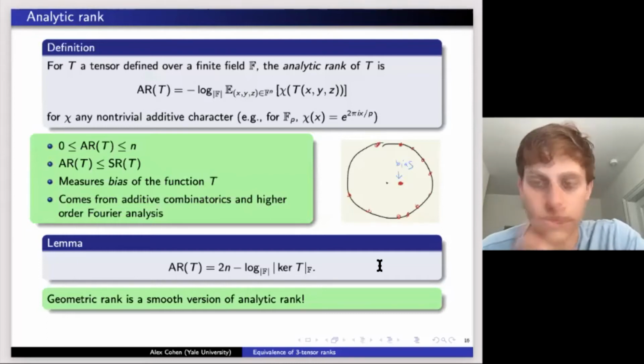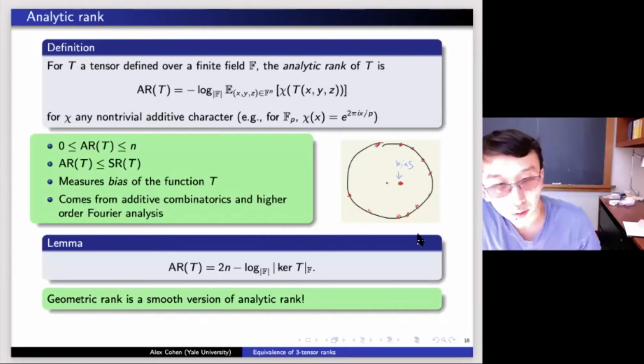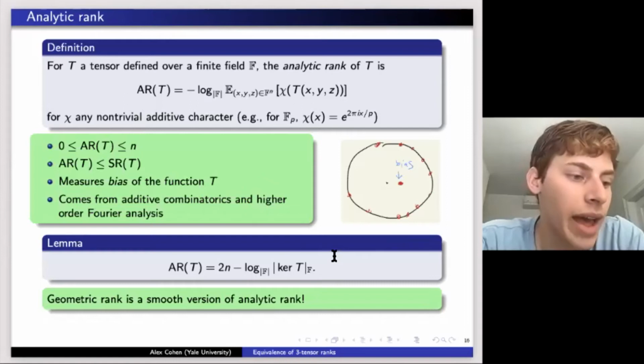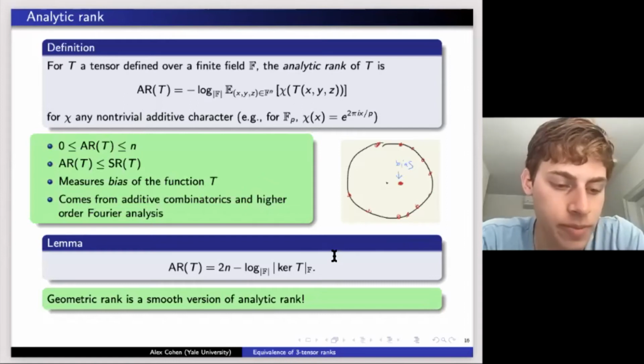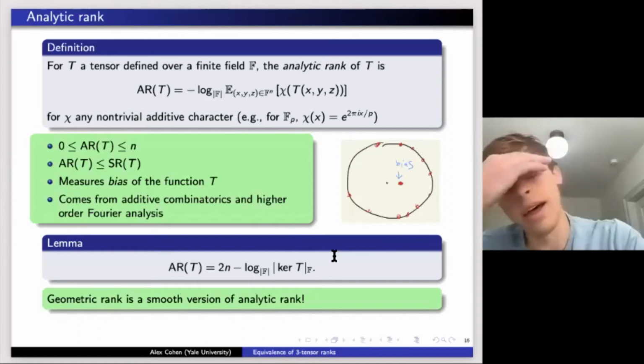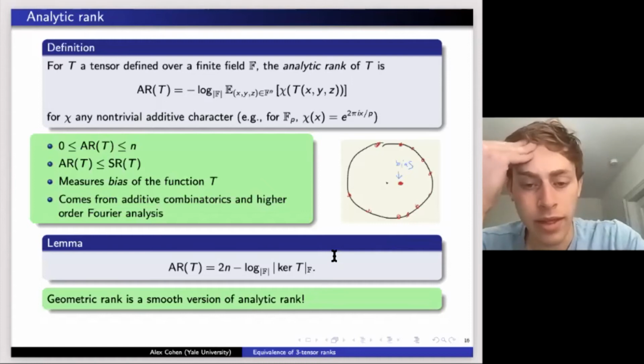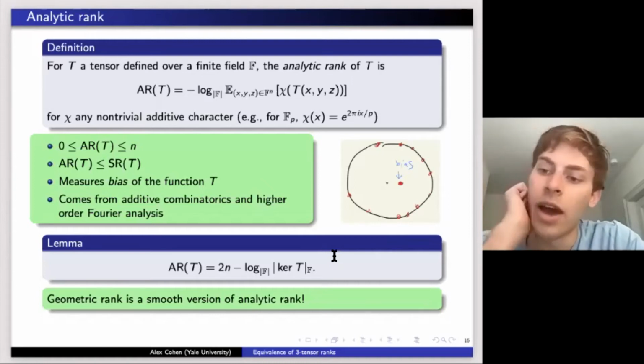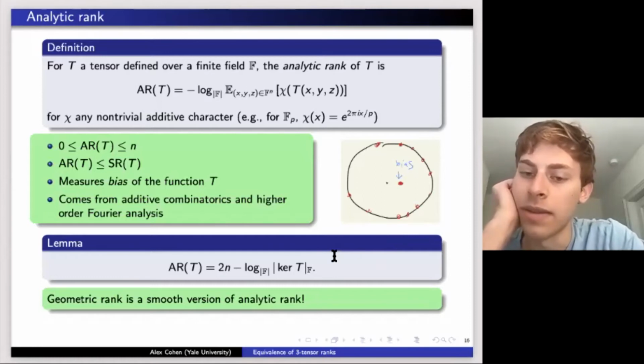Alex, if I take field extensions, does the expression on the right-hand side converge to the geometric rank? That is a very good question. Let me remember exactly how it works. The lim inf will be equal to geometric rank. However, in general, you can have subsequences that converge to larger values.